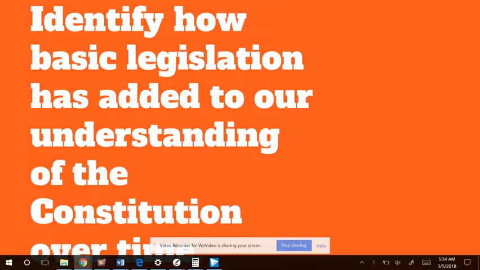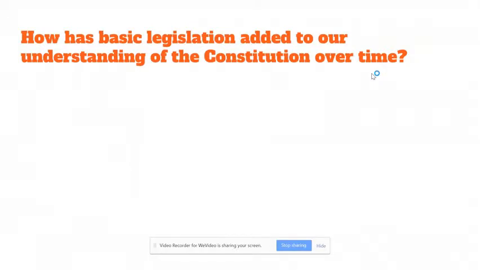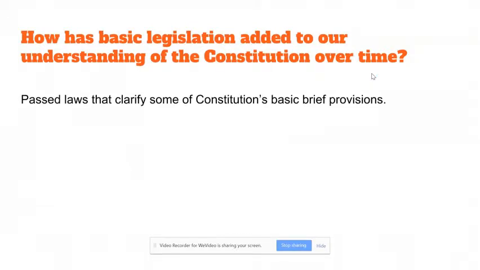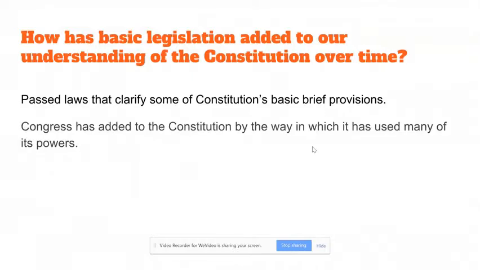Since our Constitution is not always very detailed, Congress has stepped in to fill in some of the gaps with legislation. Some of those laws help clarify some of the more basic lines and ideas in the Constitution. And in other ways, Congress has added to what our government can do under the Constitution by exercising some of its powers. There are a number of examples that we can point to, but we'll only look at a couple to make a broader point.